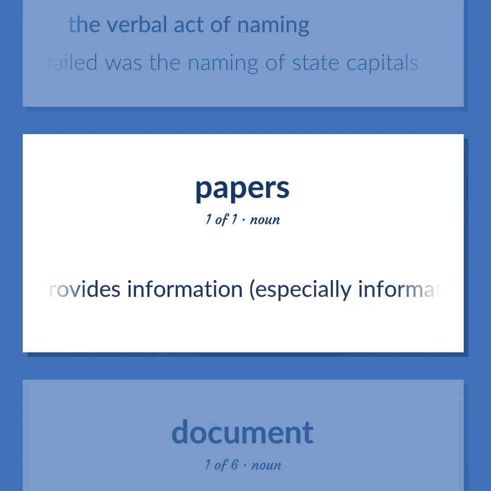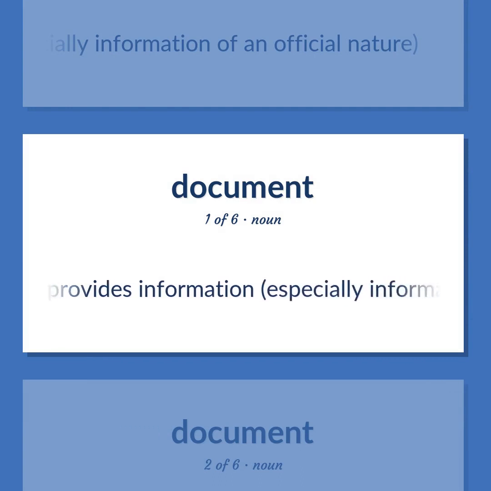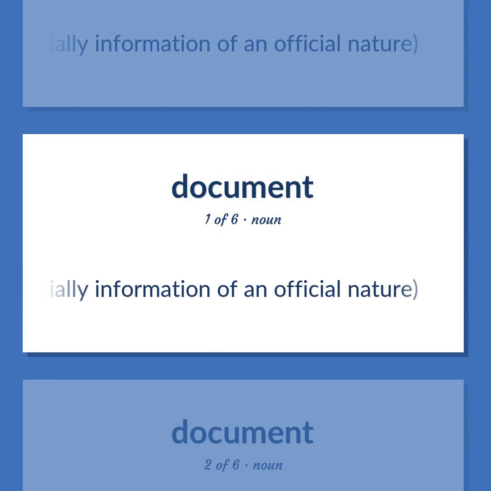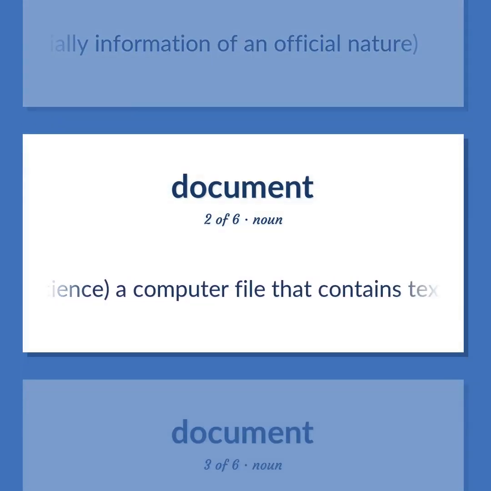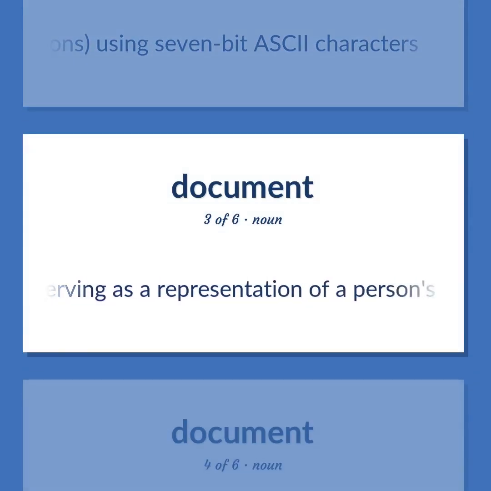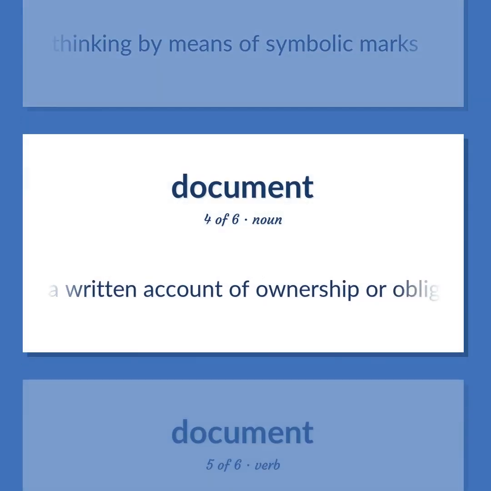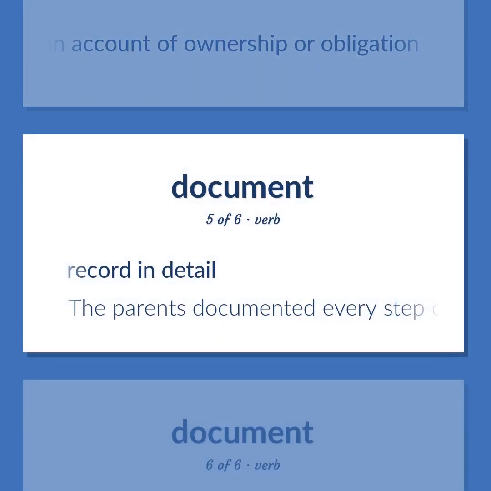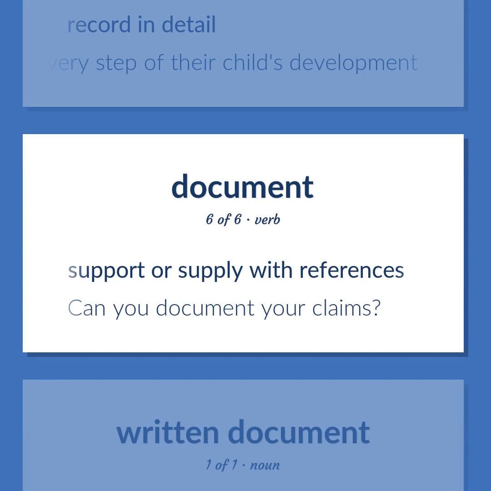Writing that provides information, especially information of an official nature. Computer science. A computer file that contains text, and possibly formatting instructions, using 7-bit ASCII characters. Anything serving as a representation of a person's thinking by means of symbolic marks. A written account of ownership or obligation. Record in detail. The parents documented every step of their child's development. Support or supply with references. Can you document your claims?